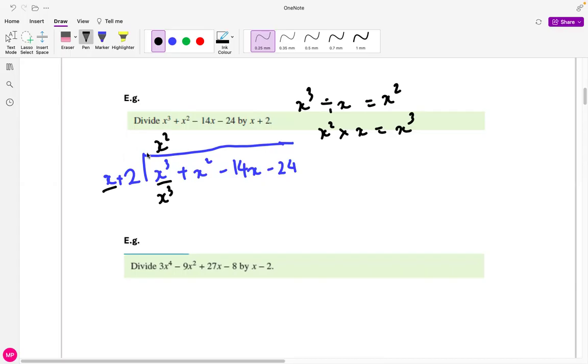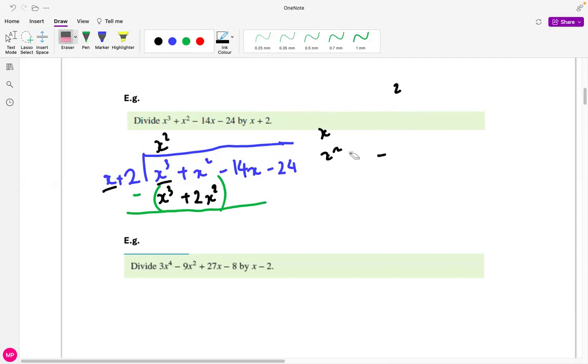Then you do x squared times 2, which gives you 2x squared. So you will have 2x squared here. Then you subtract them in the middle like that, put the line, and find the remainder. x cubed minus x cubed goes away. x squared minus 2x squared is negative 1x squared. Then you drag these down, so minus 14x minus 24.